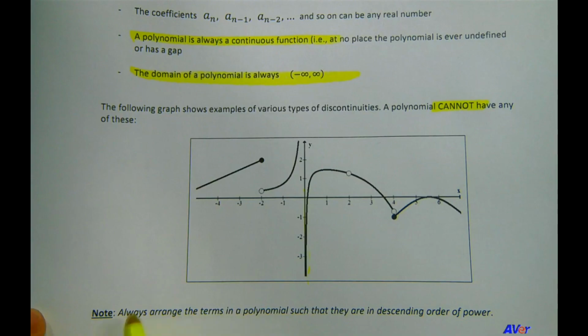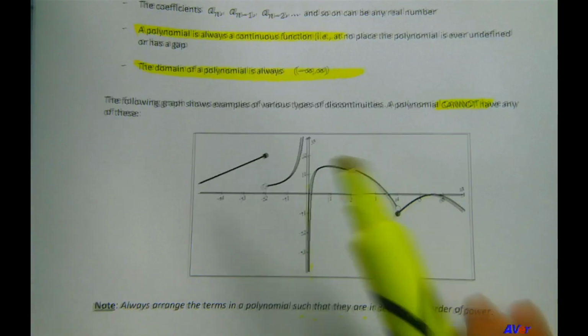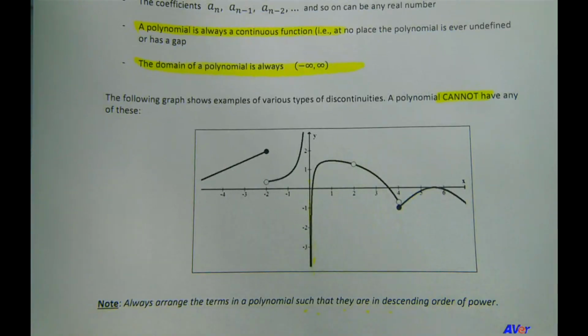And the bottom says, always arrange the terms in a polynomial such that they are in descending order of power. Yes, because that is usually, or always, the way we represent polynomials. And if they are presented in a way where the terms are not in descending order of power, we will place them in descending order of power. We take the time to do it and organize it in that fashion.